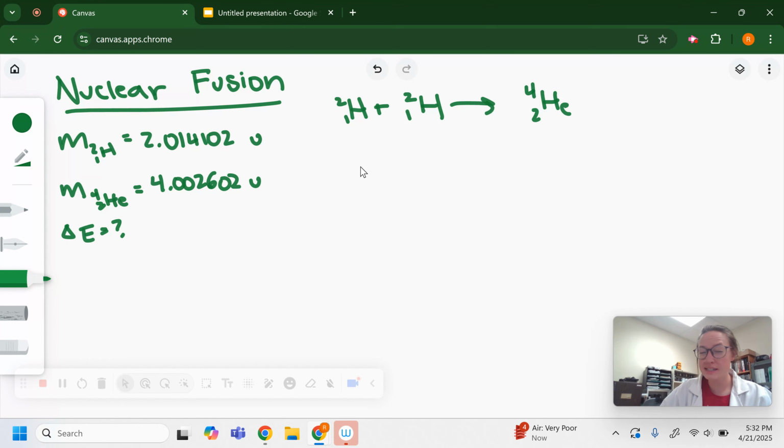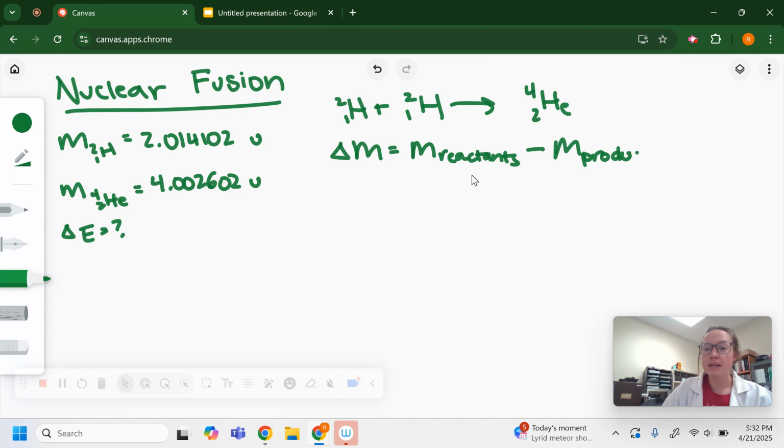The first thing that we do is always the same. We find the mass defect between what we had before and what we have at the end. We know that the mass defect is always, for these kinds of problems, going to equal the mass of the reactants minus the mass of the products. Because the reactants will always have more mass than the products do. That's why we do nuclear fusion in the first place, to get rid of mass in the form of energy.